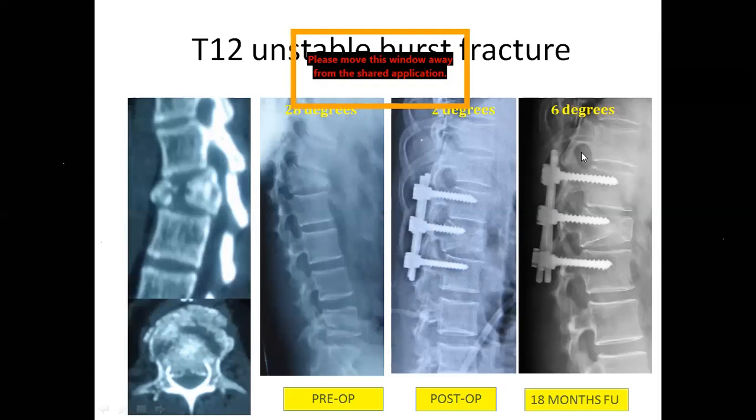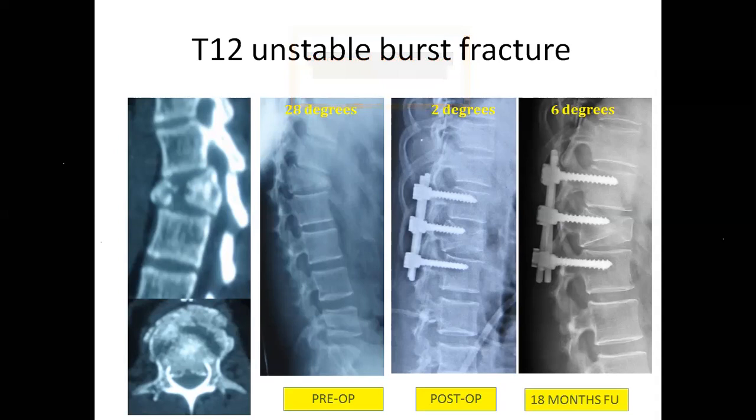This additional pedicle screw increases the stability and it can withstand the axial compression. It will not fail. So this is the standard mode of treatment for burst fractures. So burst fracture: one level above, one level below fixation with pedicle screw in the fractured vertebra also. Remember this. This is the correct way of treating thoracolumbar burst fractures.